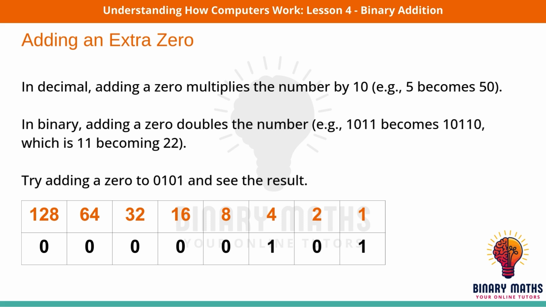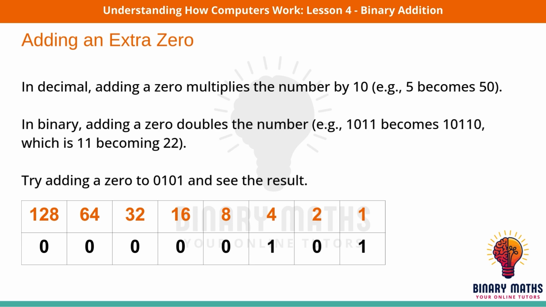Next, let's see what happens when we add an extra 0 to a binary number. Now, before we get to this, in the decimal number system, adding a 0 multiplies the number by 10. For example, if we take the number 5, then we add a 0 at the end of it, it becomes 50. So 5 multiplied by 10 is 50.